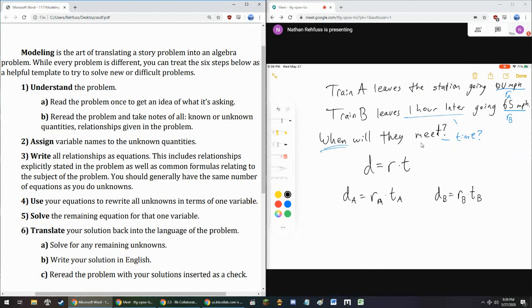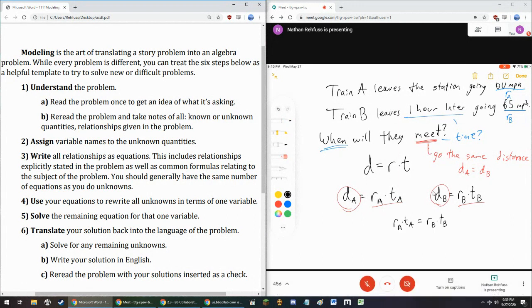Now I can start to piece things together. When I say they meet, it means they go the same distance. So that means the first train and the second train go the same distance. Right away, that lets me do a fun substitution. I can get rid of two variables right now. If these are the same, then these are the same. So I'm going to say rate A times time A equals rate B times time B.